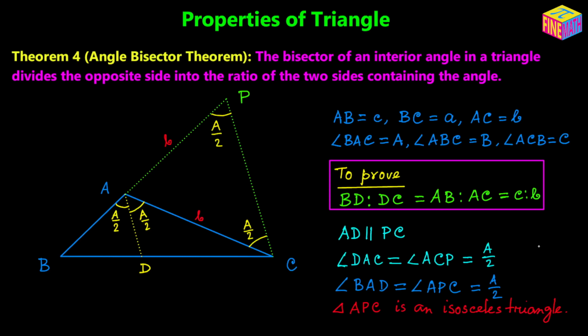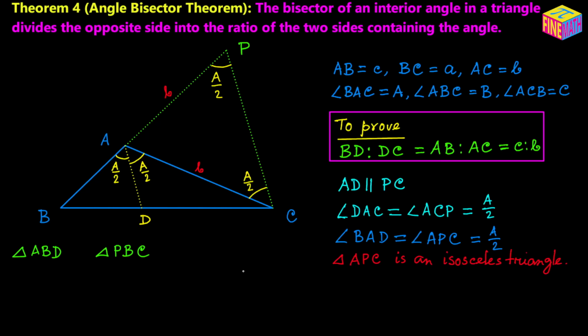Next we are going to look at the triangle ABD and the triangle PBC, and because AD is parallel to PC, we can make a couple of notes. Angle BAD will be equal to angle BPC, and each of them is half of A. Again, the key here is that the two sides AD and PC are parallel. So angle BAD and angle BPC are corresponding angles if we assume BP is a transversal. Similarly, angle BDA and angle BCP are also corresponding angles between the two parallel sides if we assume that the side BC is the transversal.